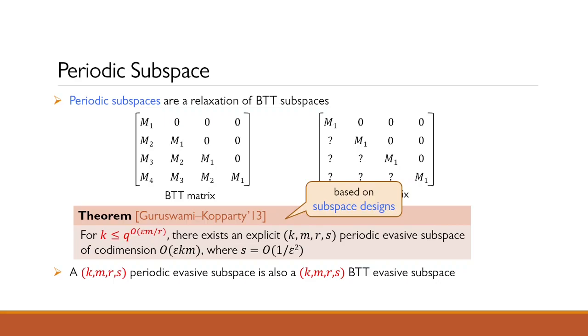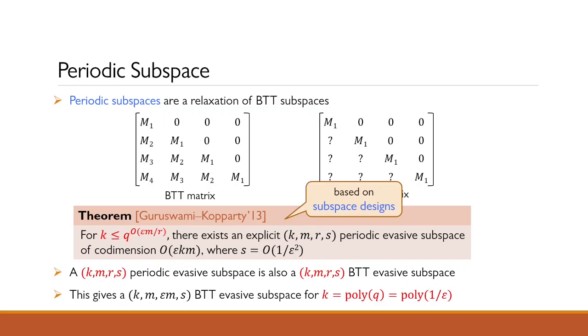However, this construction by itself is not good enough for us. This is because the parameter k that they can achieve, which is the number of blocks in the BTT matrix, is only polynomial in the field size q. And because we work over fields of constant size, the parameter k we get is too small for us. So this construction does not directly give us what we want. However, it's still useful as a building block, but we need other ideas.